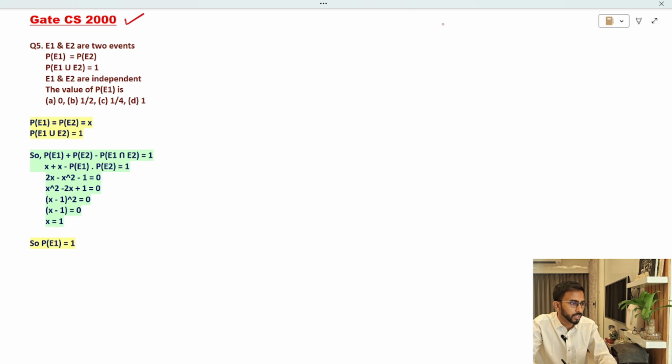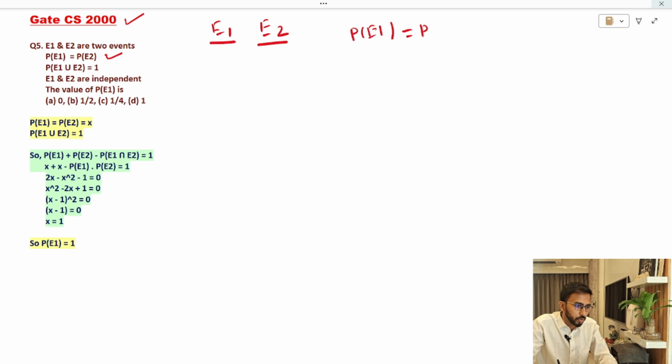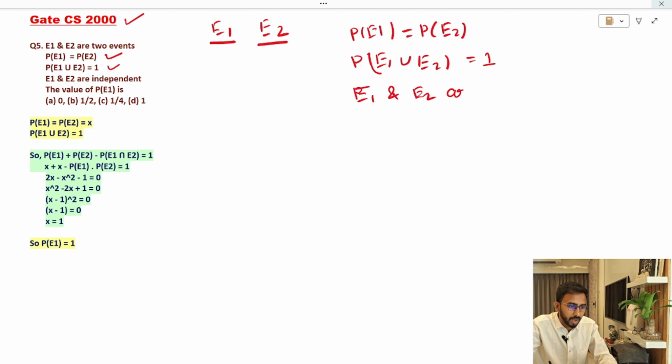GATE CS 2000. Here the question is: E1 and E2 are two events. There are three conditions given. Probability of E1 is equal to probability of E2. Second condition is probability of E1 union E2 is equal to 1. And the third one is E1 and E2 are independent.